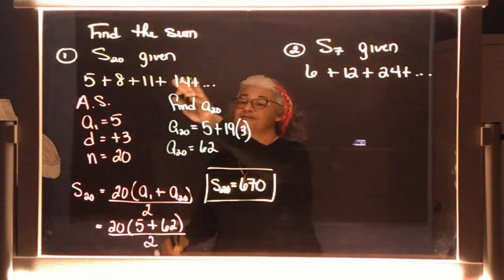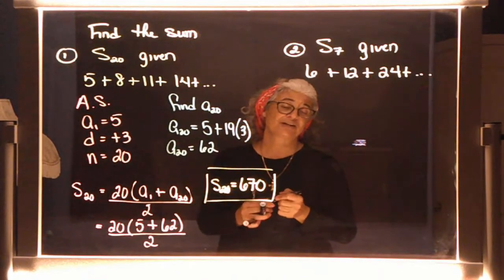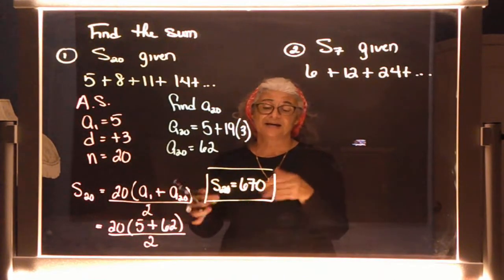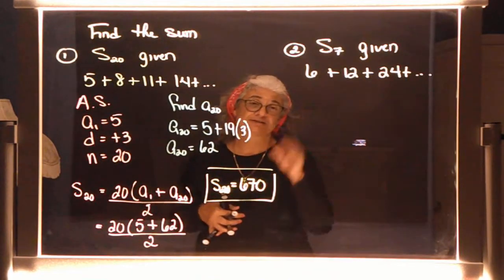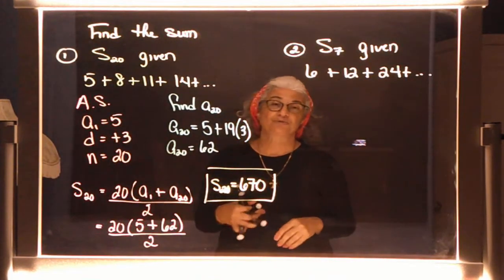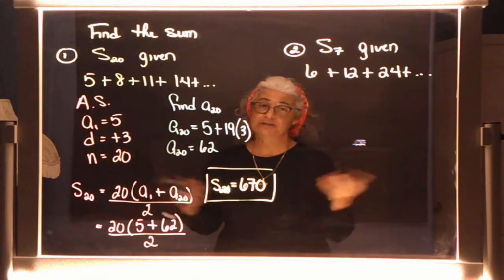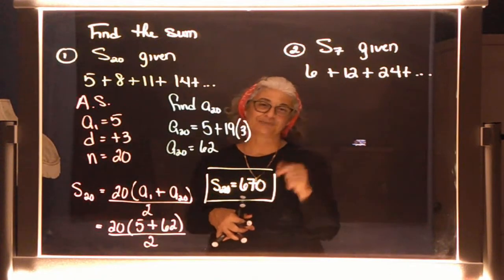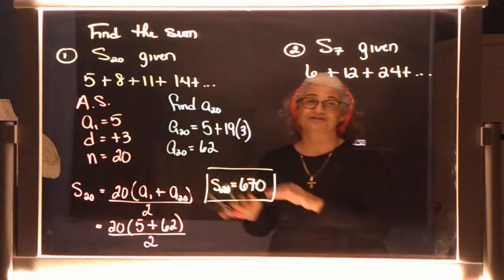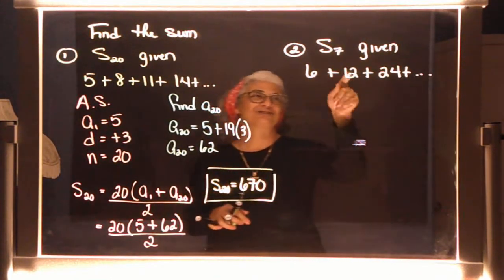So when I take the first 20 terms of this particular arithmetic sequence and I add them up, I get 670. You can double check it if you like. And you're like, how do you double check it? Write the first 20 terms out of the sequence and add them up. Yeah, you're like, you're not doing that. I totally get it. I'm not going to do it either. I'm going to trust myself on here. Good? All right, let's look over here.